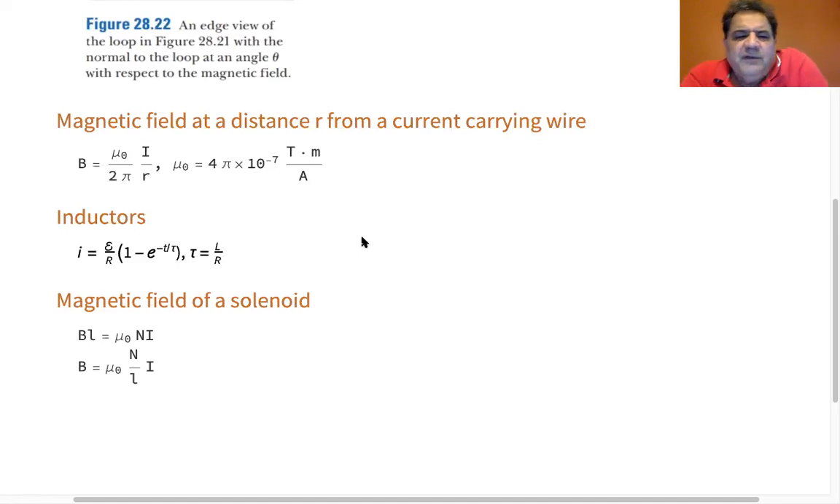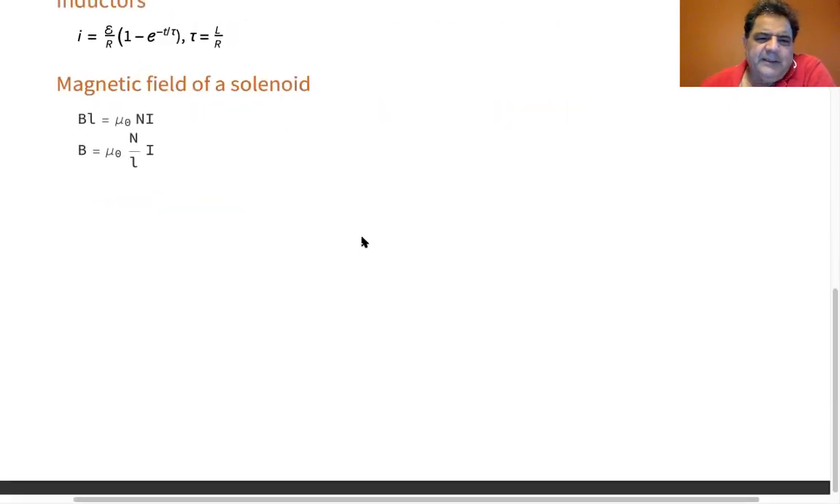The magnetic field of a solenoid, BL is equal to mu 0 N i, the current, where N is equal to the number of turns. So to get the magnetic field, B is equal to mu 0 N divided by L times the current. Now, sometimes the capital N divided by the L is substituted with a small n, which represents the number of turns per unit distance.